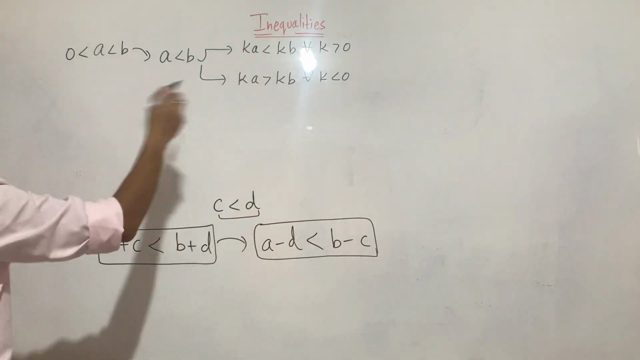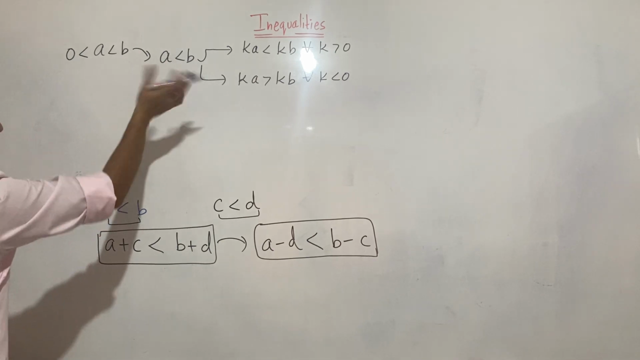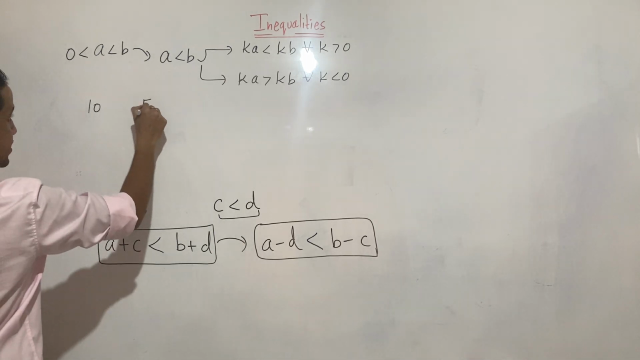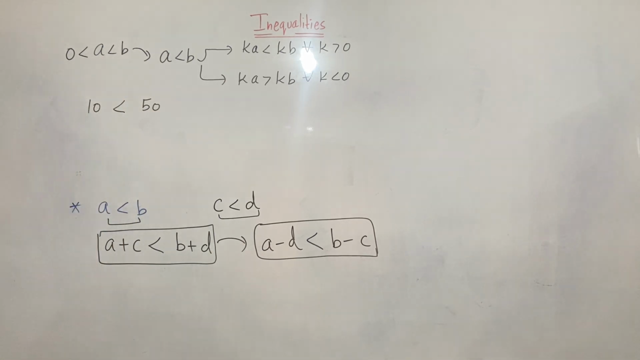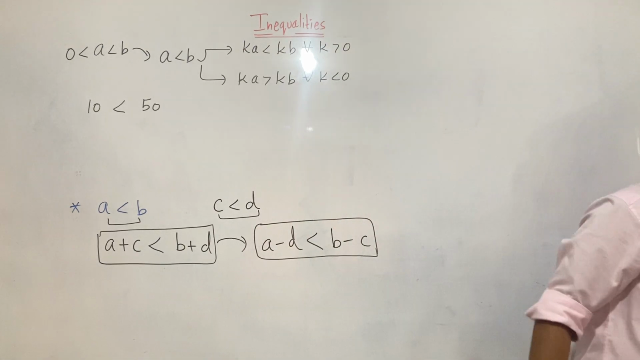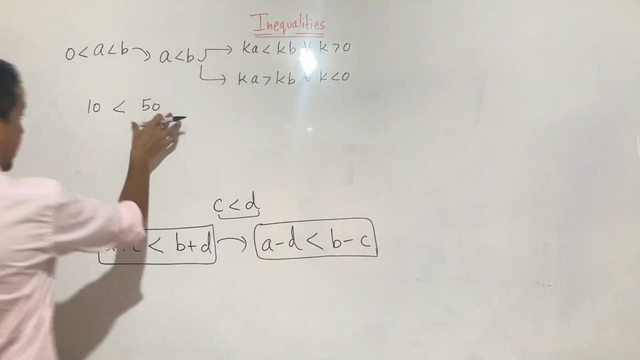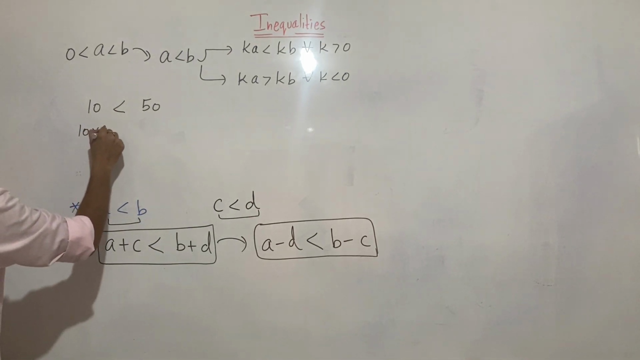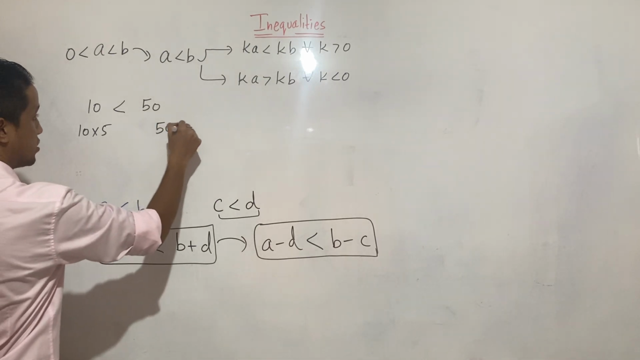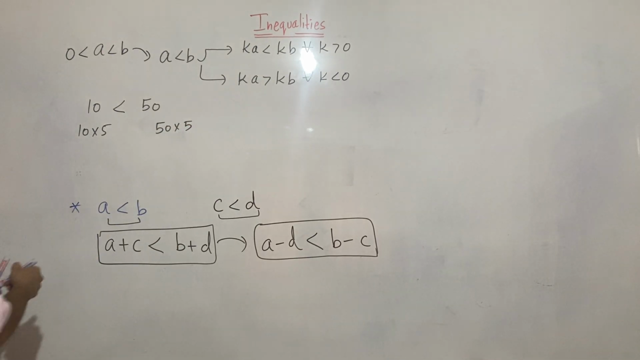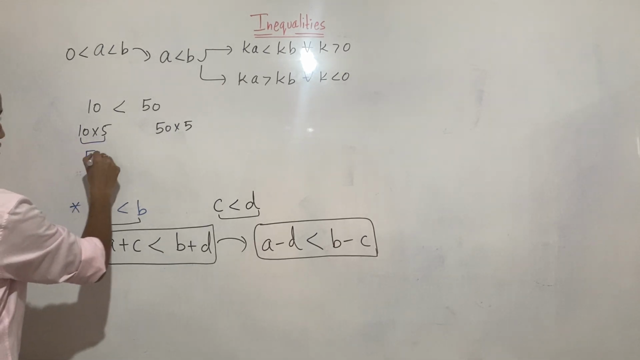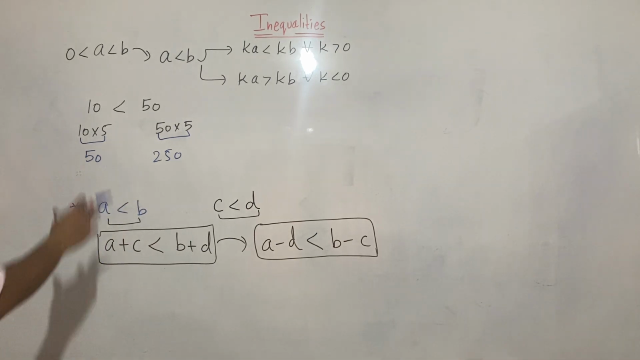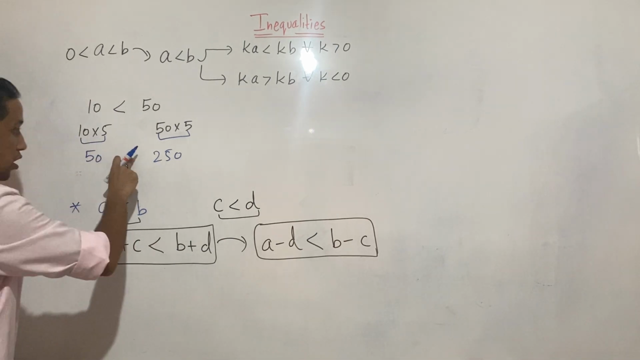Let's see this case here. I'm taking the case of 10 and 50. Obviously 10 is less than 50. Now if I multiply both sides of this inequality by 5, here 10 times 5 is 50, and here 50 times 5 is 250. Now you see here, what sign will come here?